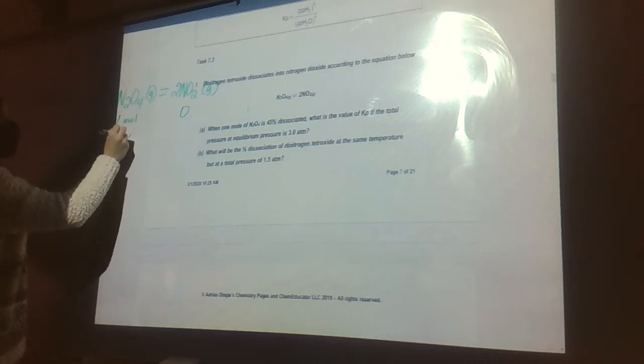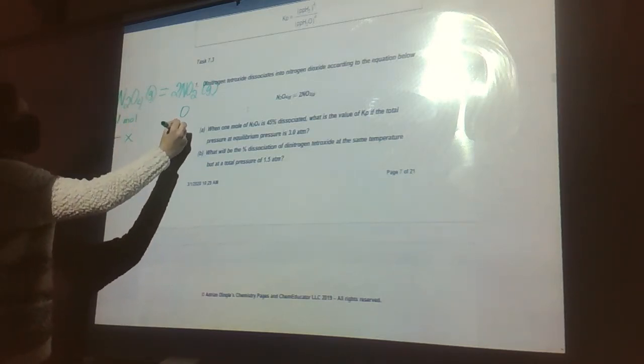Okay, so initially we have 1 mole of N2O4, and initially we rarely have any product, unless you're told explicitly you start with product. Most of the time, this is going to be a 0 initially. Good? Okay. Change: minus x, plus 2x. Y'all with me? Okay, and then it tells you it's 45% dissociated.